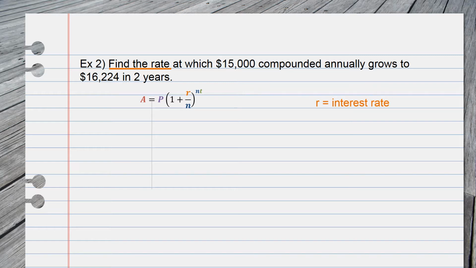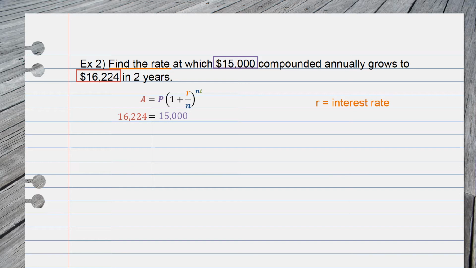First, we see the A. That means the ending amount after a certain amount of time. Do we know that? Yes, we know that in the end, there will be $16,224. Now, P stands for principal, meaning the beginning amount. Do we know that? Yes, that's the $15,000.